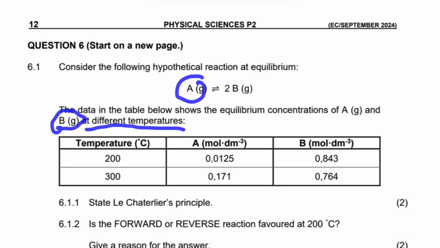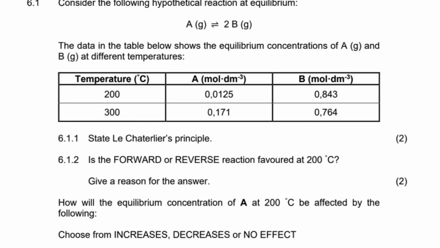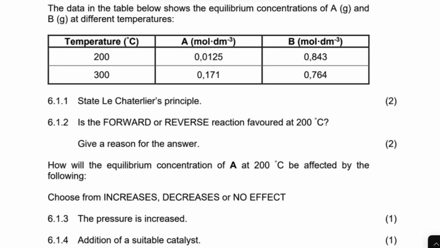Do you see the reactant and the product? Right. So guys, if you look at the temperature 200 degrees Celsius, the concentration of reactant is that and the concentration of product is that. If you compare between the two, in the first equilibrium, the concentration of product is higher than the concentration of reactant. That means it's the forward that is favored, right?